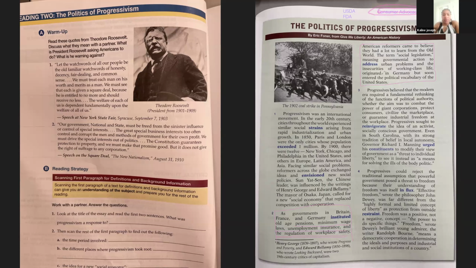I'll actually stop right there. Very good, Kaylin. I think I should probably explain a few of these phrases. American reformers came to believe they had a lot to learn from the Old World. In this case, Old World is referring to Europe. So in terms of Western countries, the New World is generally the Americas, and the Old World is considered Europe.